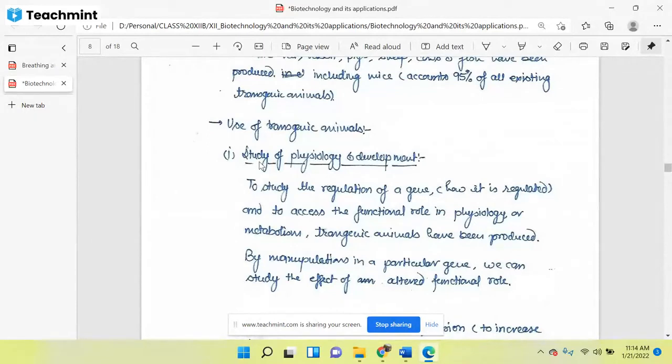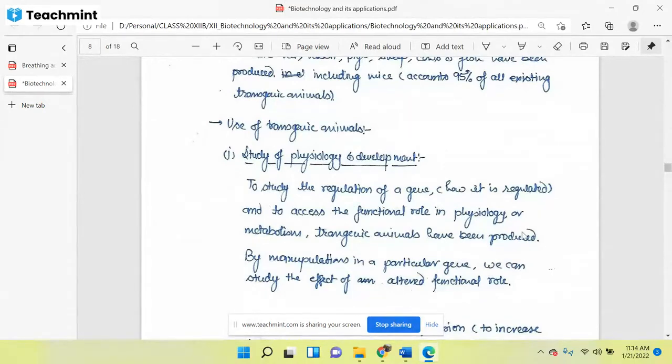Suppose I have found a gene. Suppose we are talking about the ADA gene, and we want to know the function of this ADA gene in immunity. Either we will delete that gene in the transgenic mice, or we will overexpress that gene. Means we will put an extra ADA gene in that transgenic mice, and we will see what is going on with this mice. So to study the regulation of a gene, how it is regulated, and to assess the functional role in physiology or metabolism, transgenic animals have been produced.